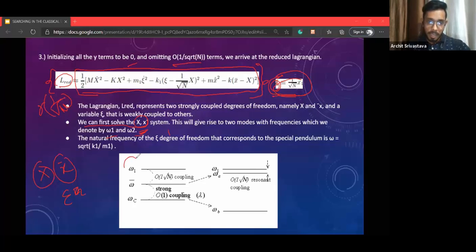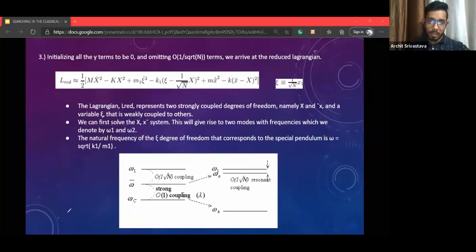This diagram is explaining what these statements are saying, and that the natural frequencies that correspond to the special pendulum, the shorter pendulum that we were having, would be omega, which will be equal to square root of k1 upon m1. So this is how the breakup is actually happening, and now we move forward to the next slide.